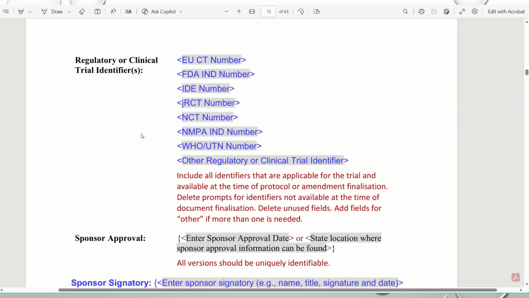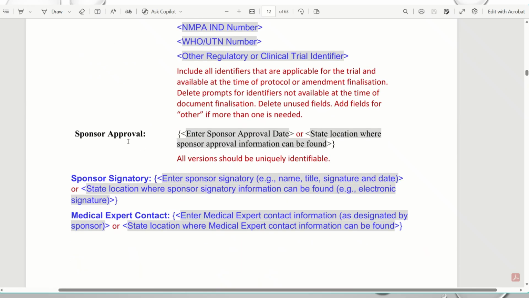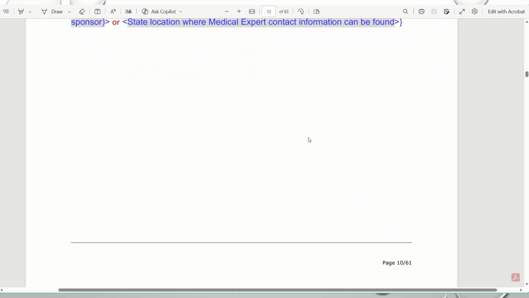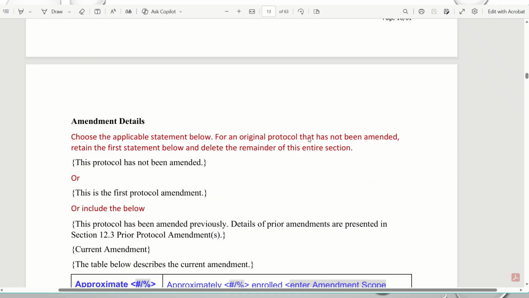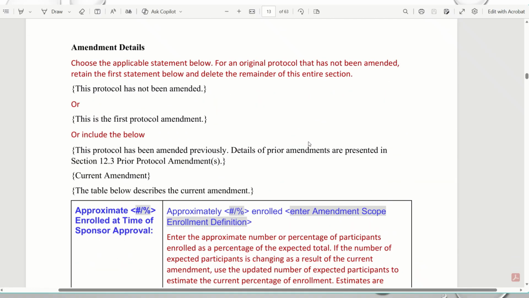Then you have your trial identifier, so your regulatory and clinical trial identifier numbers. So, for example, your UDRA-CT or your WHO number. And then your sponsor approval. Then you have your signatories and your medical expert contact details, yeah, or where to get that information from. And then next you have the amendment details.